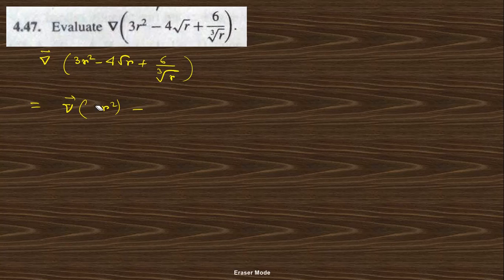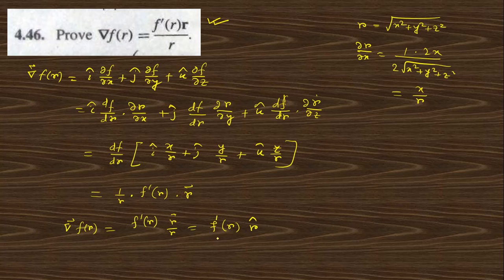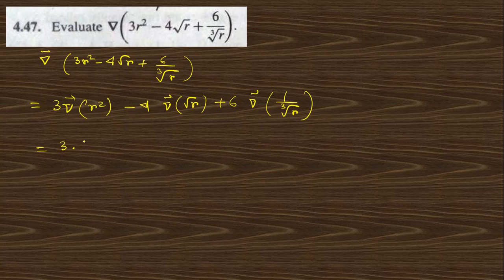This is nothing but you can separate out the constant as well. So these three can be taken outside: r square minus 4 gradient of root r plus 6 gradient of 1 by root cube of r. Okay, so using this previous formula, you can just take the derivative with respect to r and put an r cap. So the derivative of this will be 2r, and put an r cap. Similarly for root r, it is 1 by 2 root r, put an r cap.